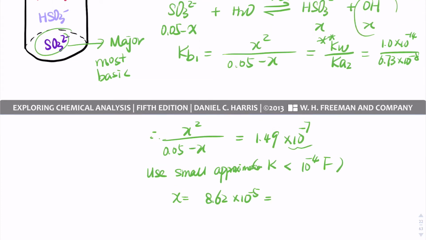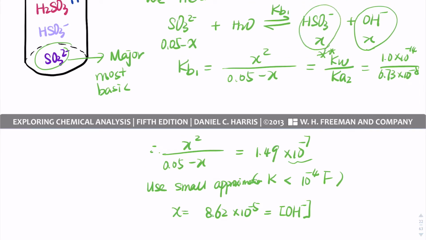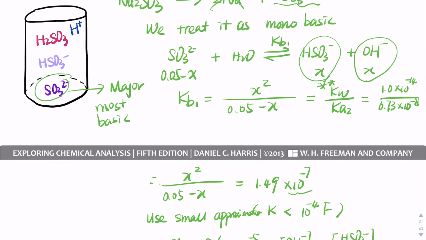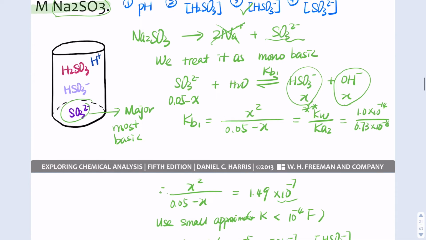Let's go back. What is x? x is the OH concentration. This x also equals the HSO3 minus concentration. That's one of the things we wanted to know, so we already have this. That's the concentration of that.